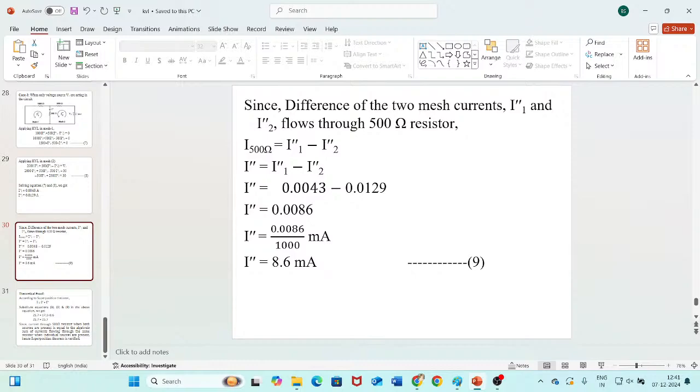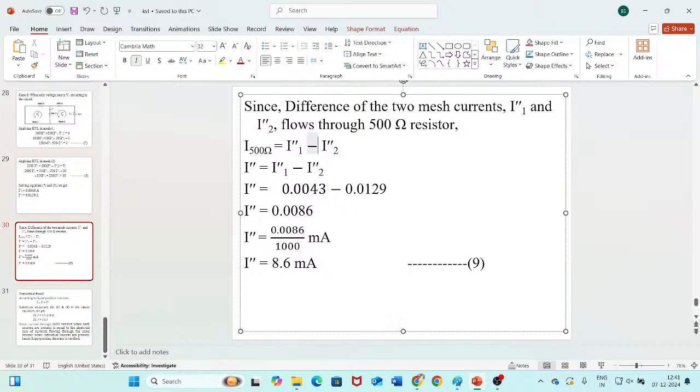So current flowing through 500 ohms is what? I1 difference, you can write difference or minus, I1 double dash difference I2 double dash. I have written minus here. So the current through 500 ohms is I1 double dash minus I2 double dash, or difference. So current through 500 ohms is I double dash, equal to I1 double dash minus I2 double dash.